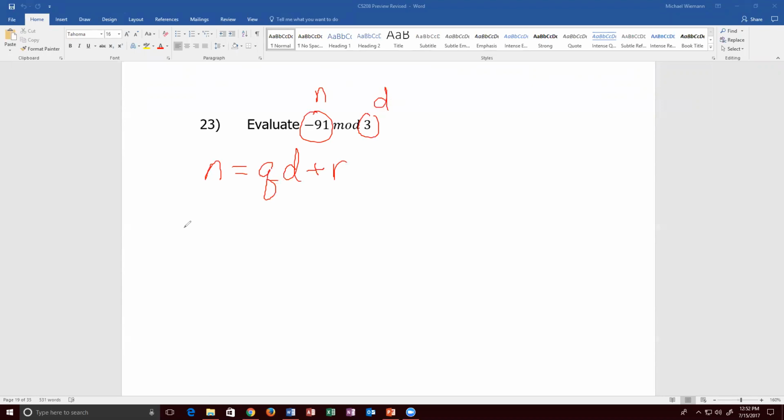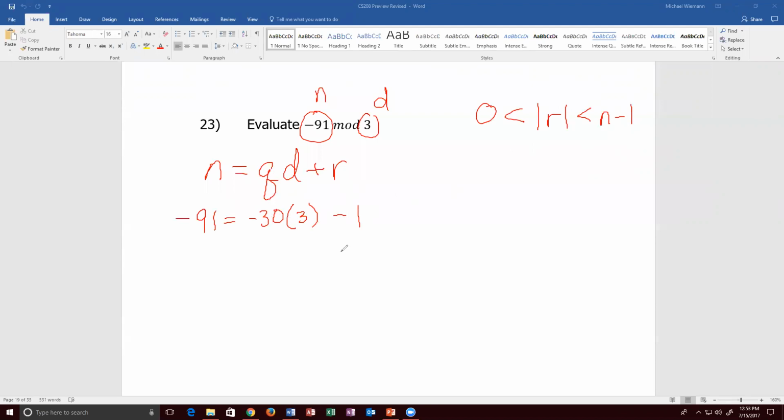So let's see here. Negative 91, we already did the division on this one, but it ends up to be negative this time. We end up with negative 30 times 3. But to make this a true statement, it's negative 1. Remember, we stated that remainders have to be positive. You cannot have a negative remainder. So the question becomes, how do I get that guy to be positive?